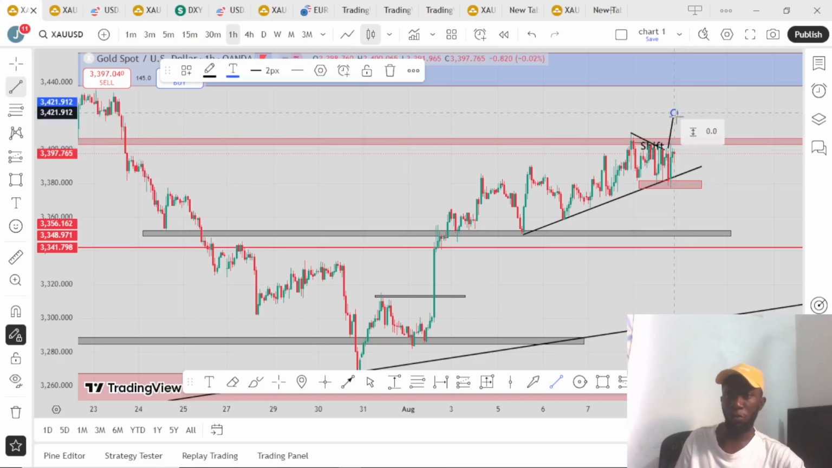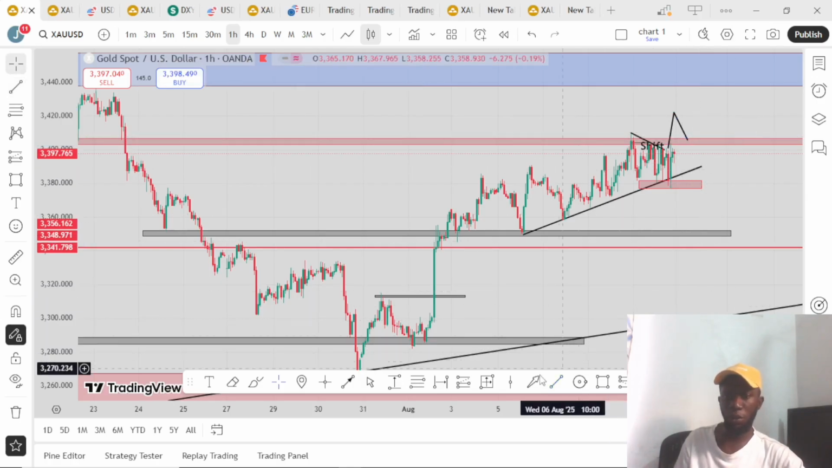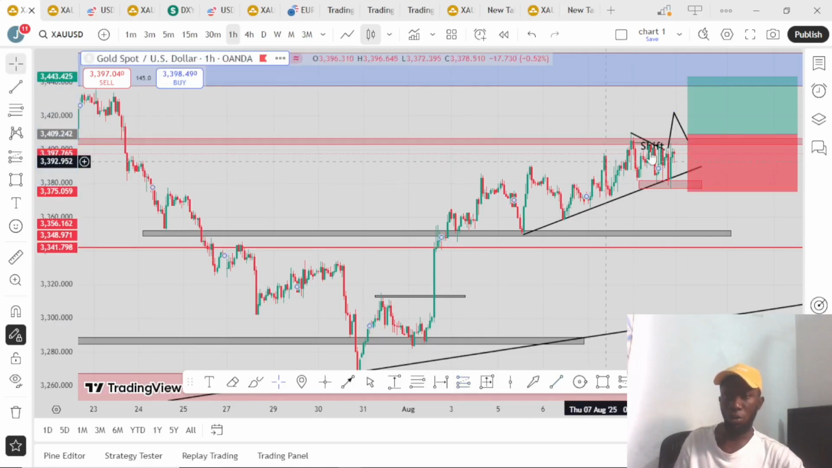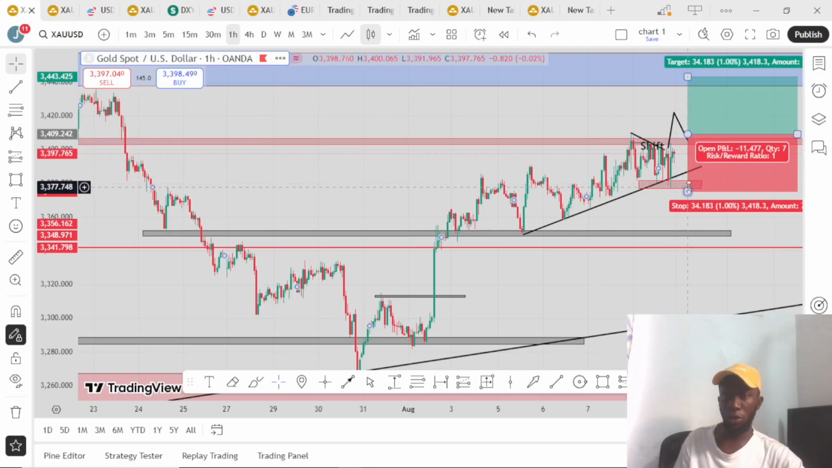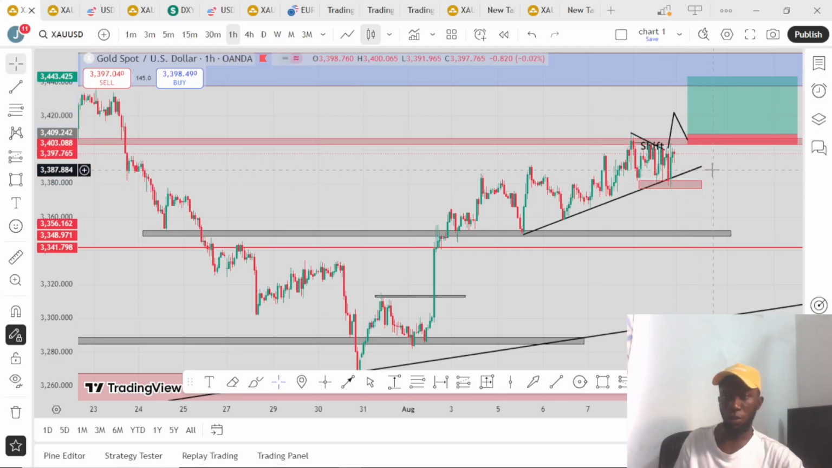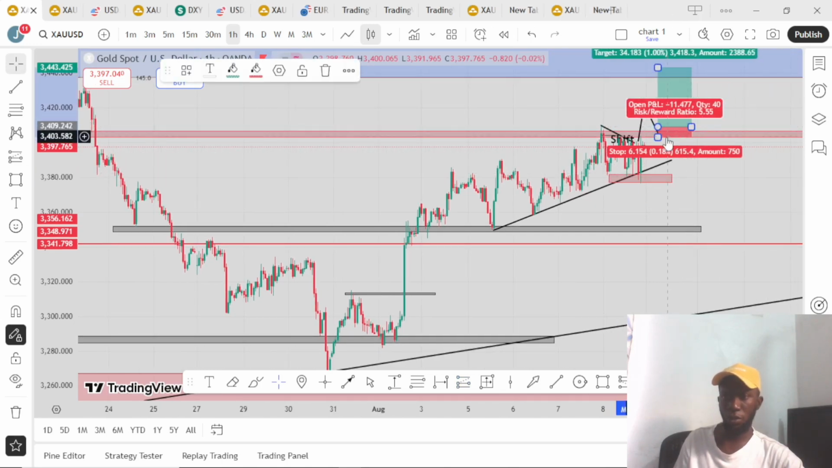Now if price should break this and retest this, we know that price is going bullish. We are expecting to see a break and retest of this zone, so that we know that okay, it's still going with the bullish trend. Then we'll be anticipating this particular zone here. This is the first target that we're having on price.